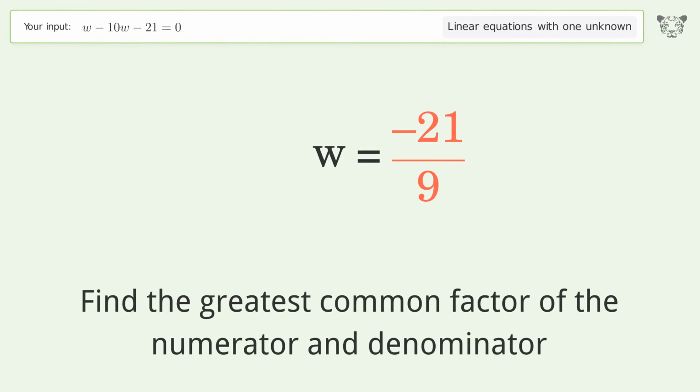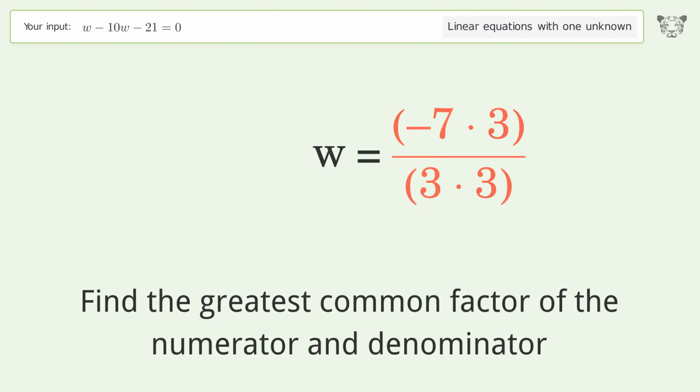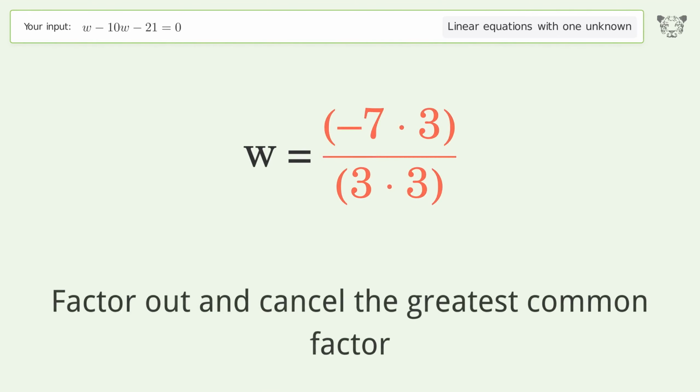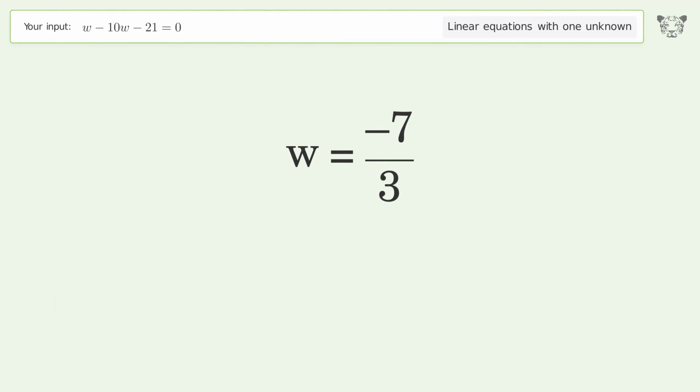Find the greatest common factor of the numerator and denominator. Factor out and cancel the greatest common factor. And so the final result is w equals -7/3.